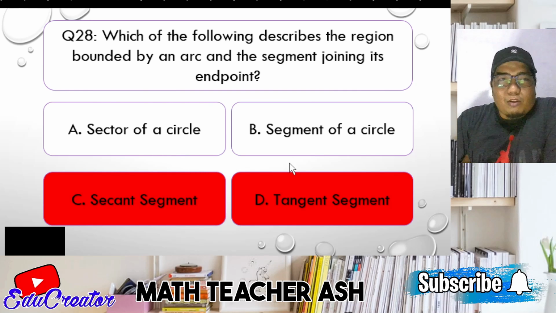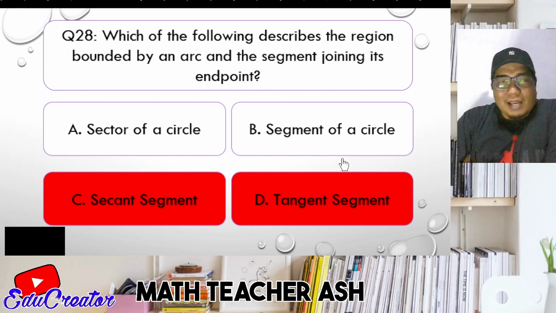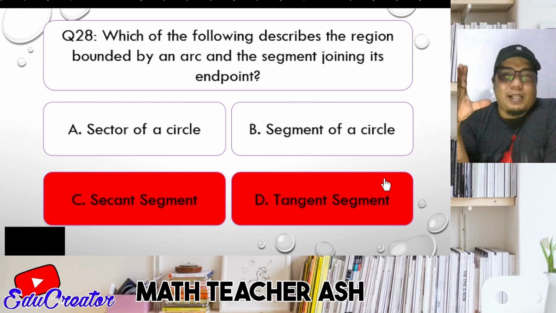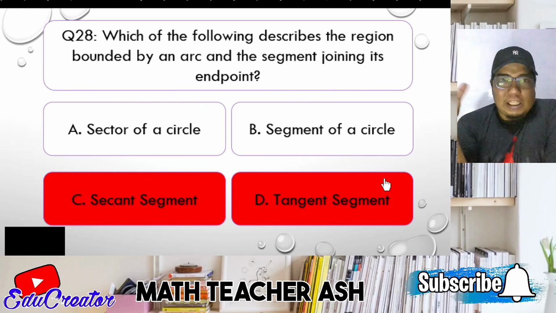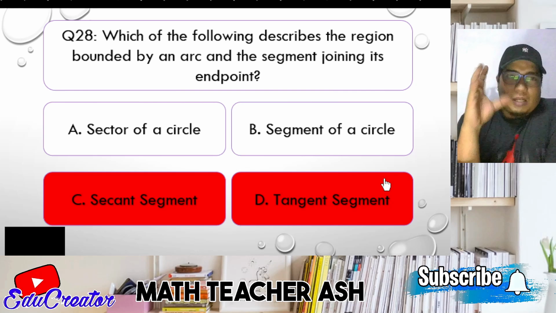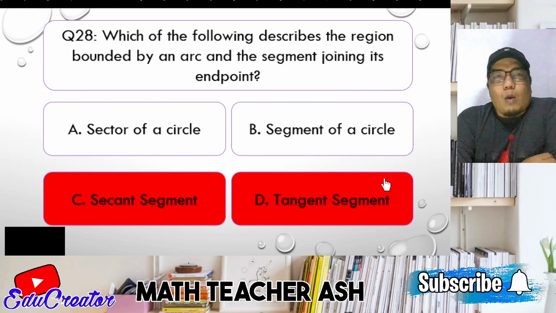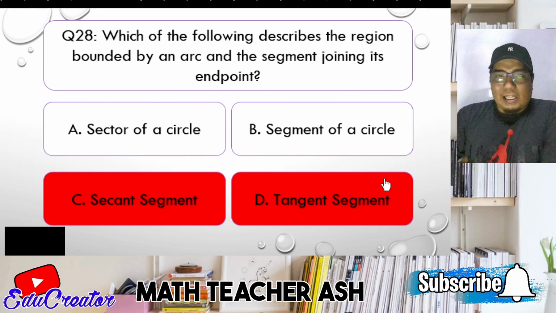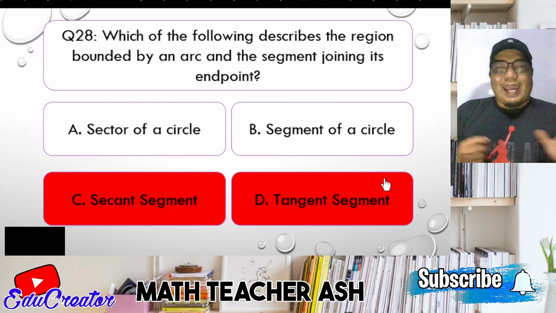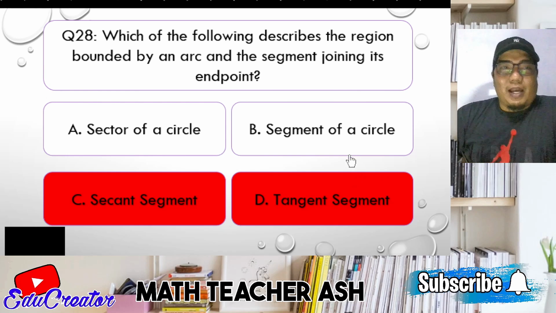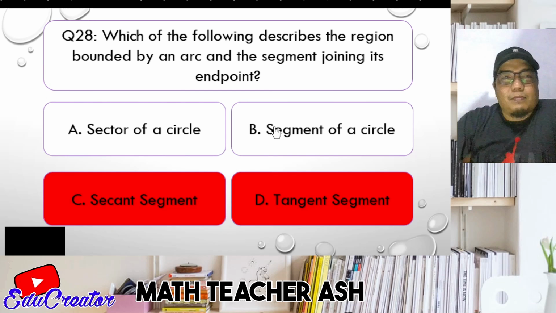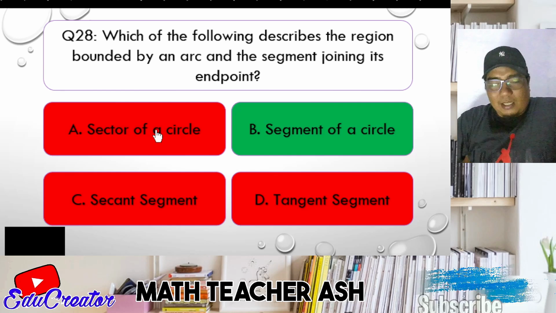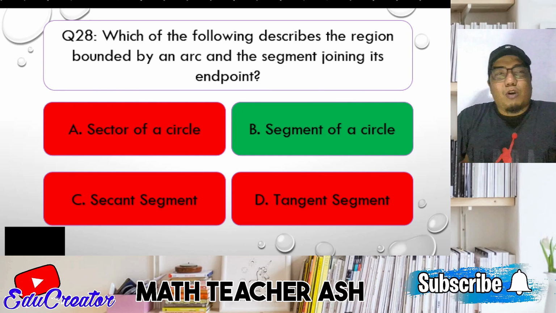Alright, so saan dito ang sagot? Sector of a circle or segment of a circle? Okay. Now, the sector of the circle, my dear math learners, is basically if an angle is formed and that bounded region, that is the sector of the circle. Okay. While the segment of the circle is basically also a bounded region, but it is formed by the arc and, very good, it is by the chord itself. Alright, my dear math learners, so that is the segment of a circle. Ayun, easy lang talaga ang question na ito. Now, let us go to question number 29.